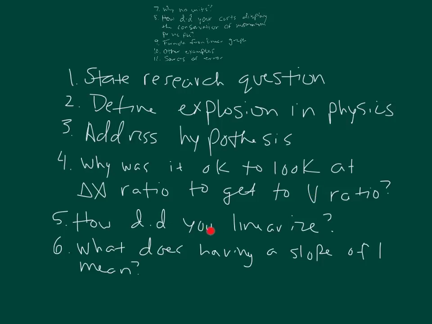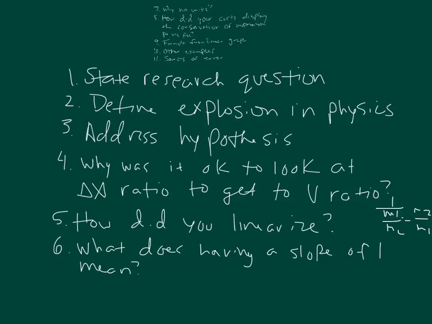Number 5, how did you linearize? We just want you to mention that because the graph was inverse, we had to take 1 over the x-axis. And you can get into a little bit more detail: the fraction was m1 over m2, so by taking 1 over that, it flips into m2 over m1. The reason that's important is because then when the final formula shows up, that's what gives us mv of one car equal to mv of the other car.